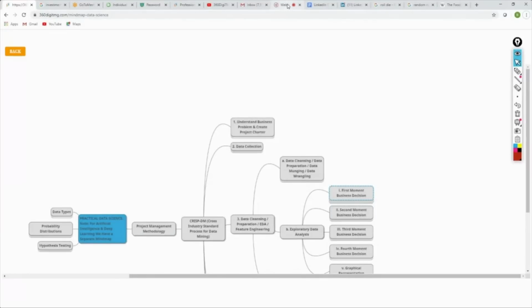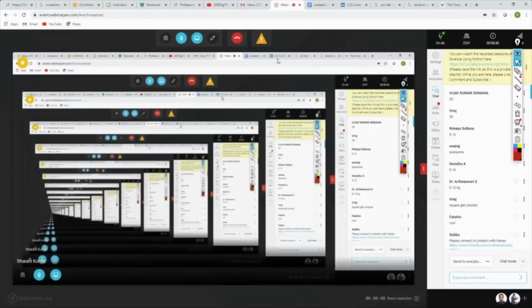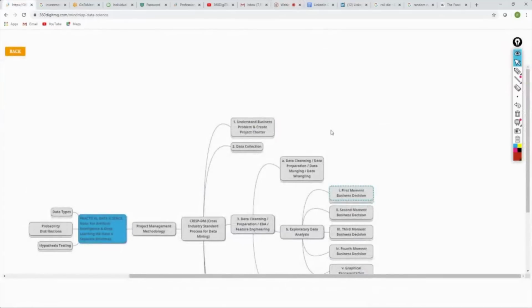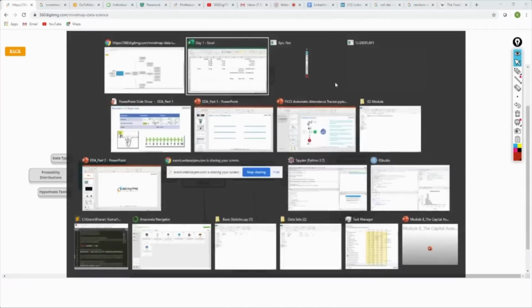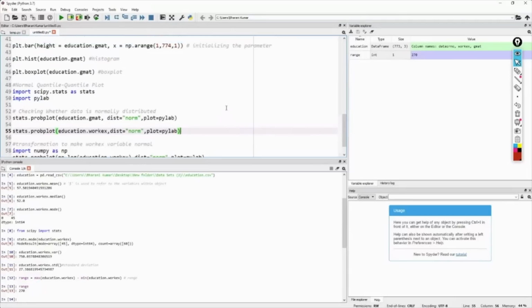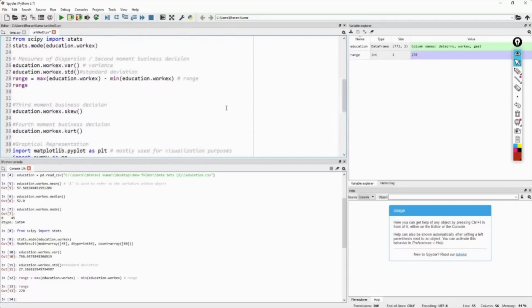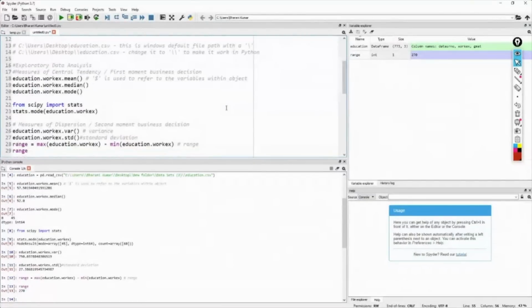Okay. Let me go back here. All good? All good. So I don't see anything alarming here. So let's go to Python. Where is this Python? Yep, Spyder. Here you are. So let's calculate variance, standard deviation, and range.